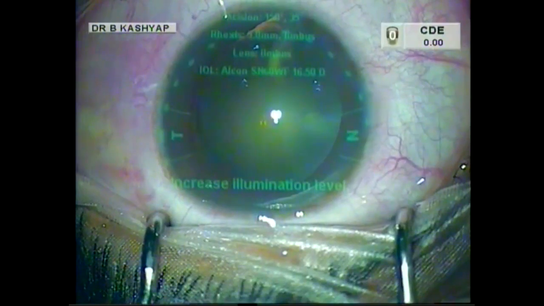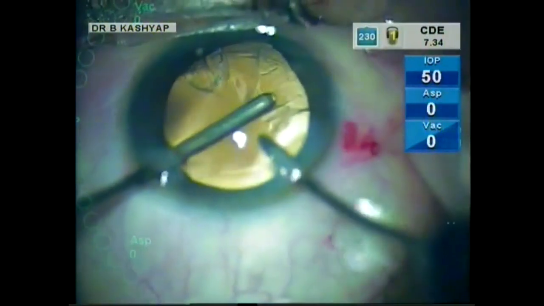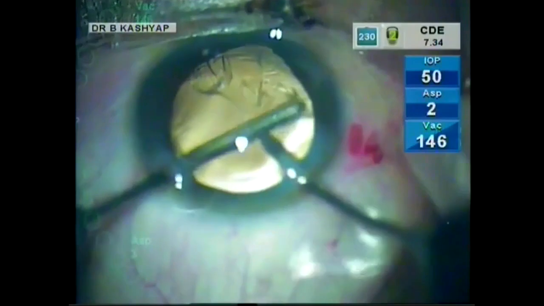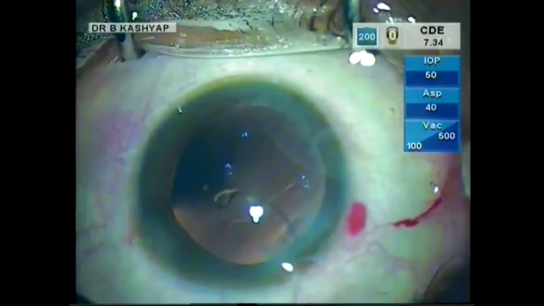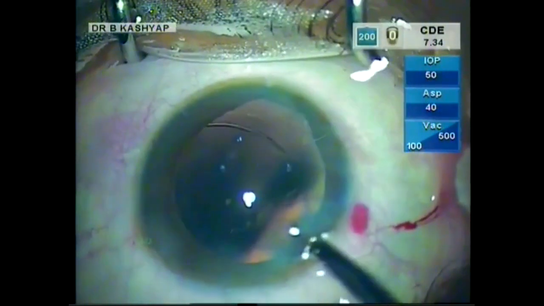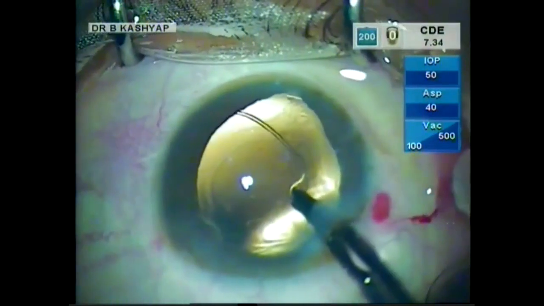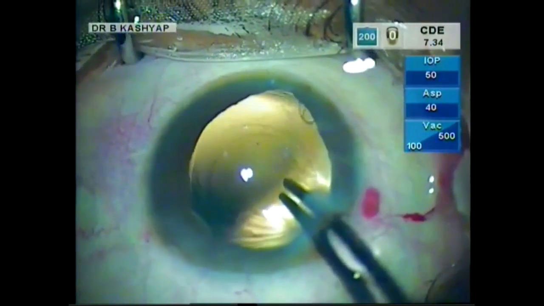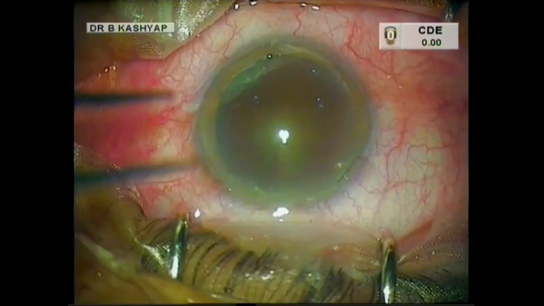A case of coloboma of uveal tissue with a capsular dehiscence suspected at the colobomatous area. In this case, the trailing CTR ring is inserted in the bag by the forceps only. And the surgery is completed after SFT pupilloplasty.